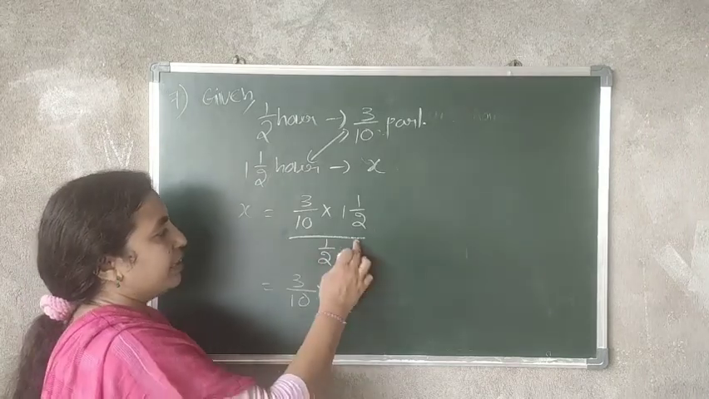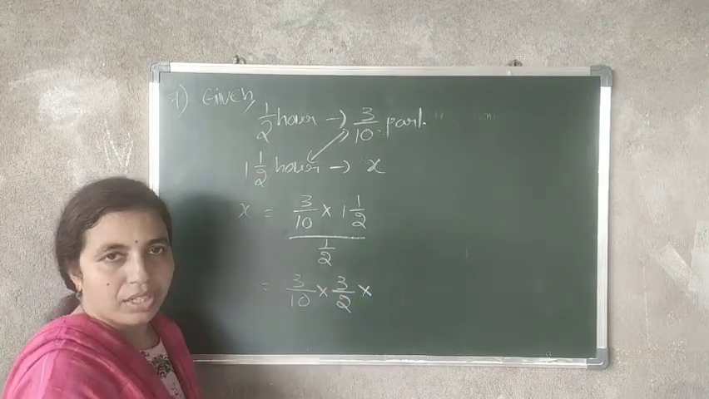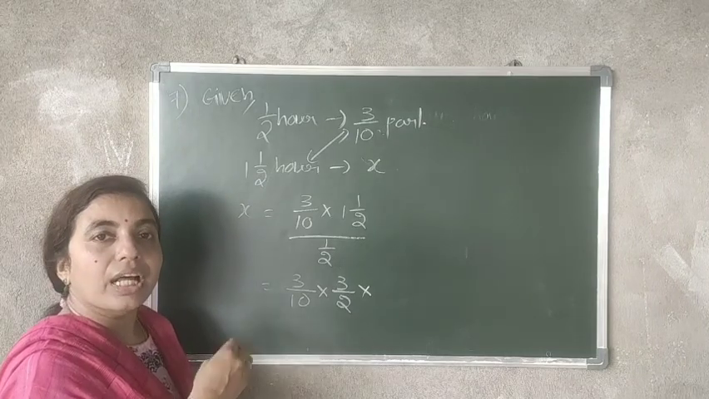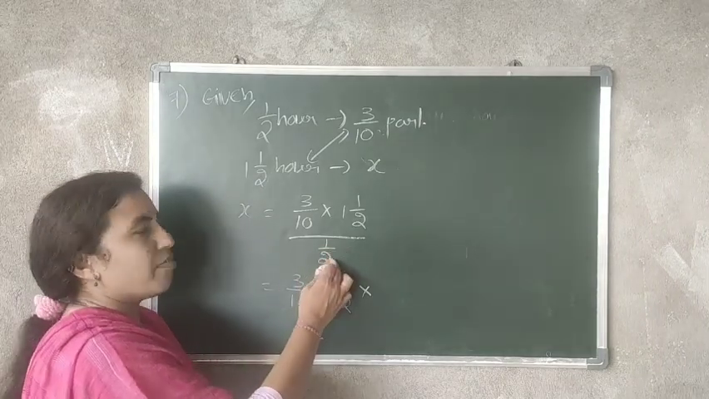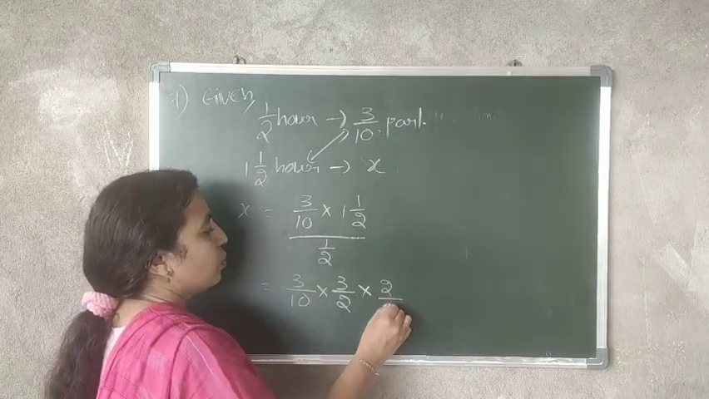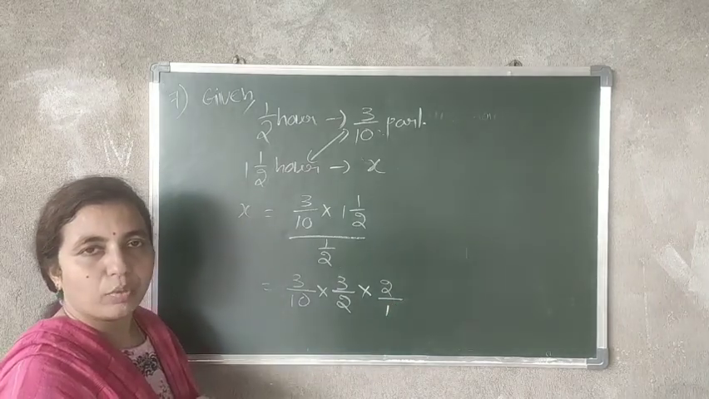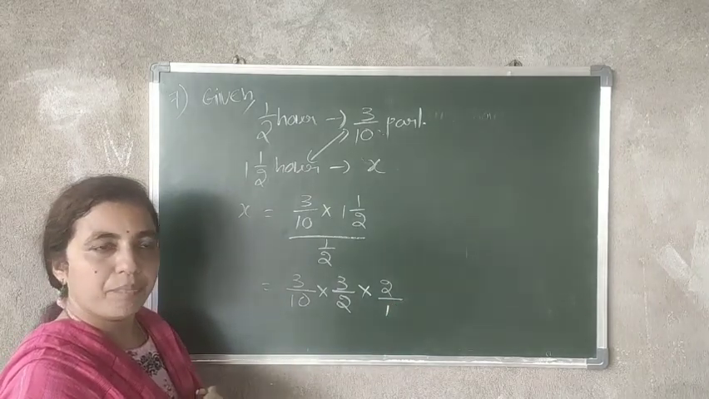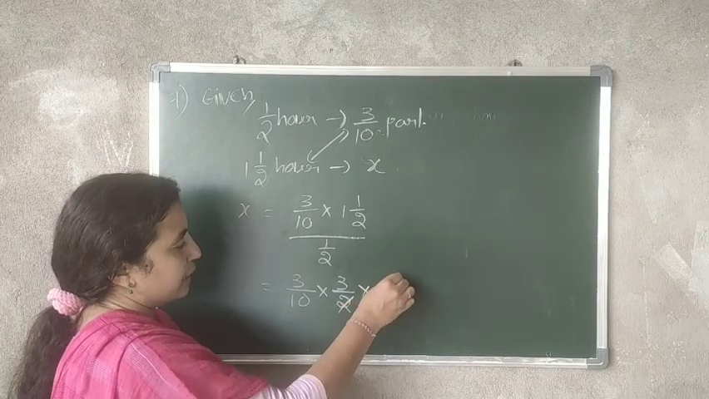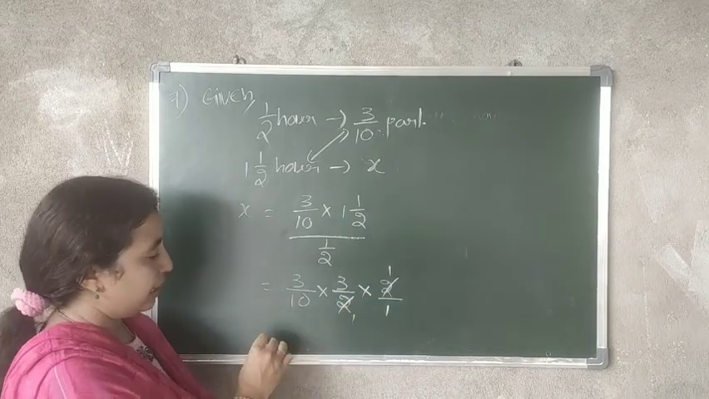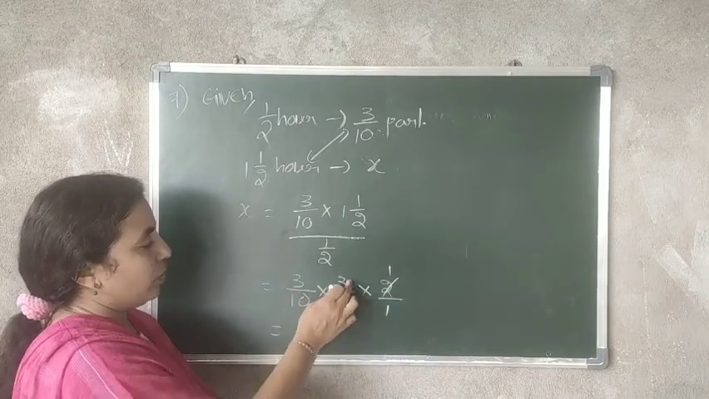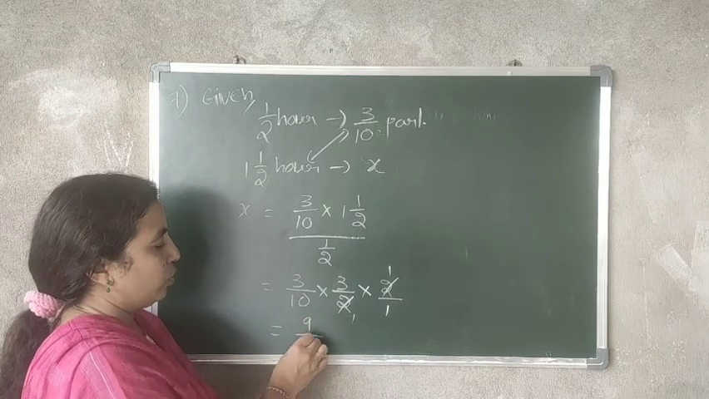When you convert this division to multiplication, what you have to do? You have to write the reciprocal. What is the reciprocal of 1 by 2? Nothing but 2 by 1. Now see, 2 ones are 2, 2 ones are 2, get cancelled. Now what is left? 3 into 3, 9, 10 into 1.